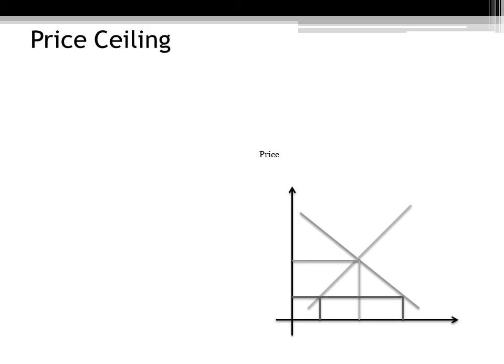Price ceiling. In this diagram, price is marked on the y-axis and quantity is marked on the x-axis. DD is our demand curve and SS is our supply curve. The intersecting point between demand and supply is called the equilibrium point, given the name E, and the corresponding price is called the equilibrium price. P is the equilibrium price and the corresponding quantity is Q.